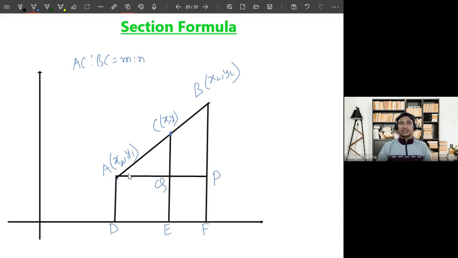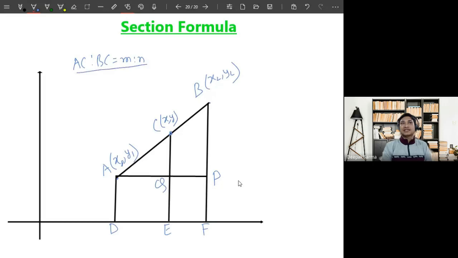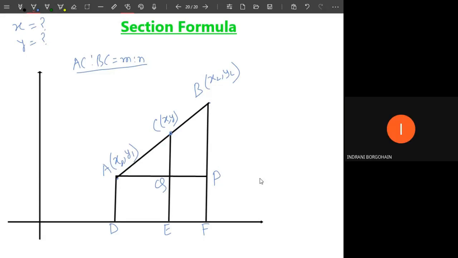So what are known to us? As I said, x1, y1, x2, y2, M, N. These 6 numbers are known to us. What do we have to find? What is our aim? X and Y. Our aim is to find C, that is, we are going to find the value of X and Y. In terms of the known symbols, we have to find the unknown X and Y. Is it clear, all of you? Fine?